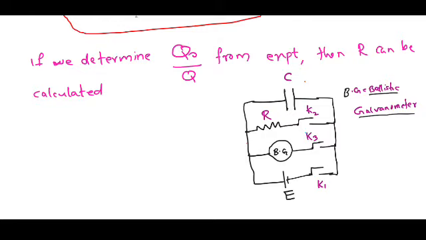First procedure: first we will open the keys K2 and K3. They are already opened, and we close the key K1. That is, we close this key.